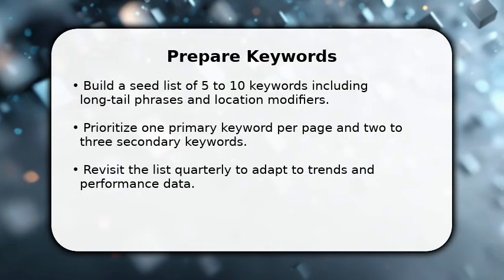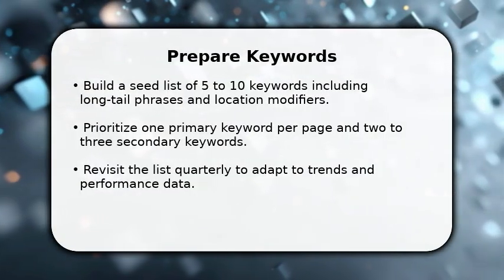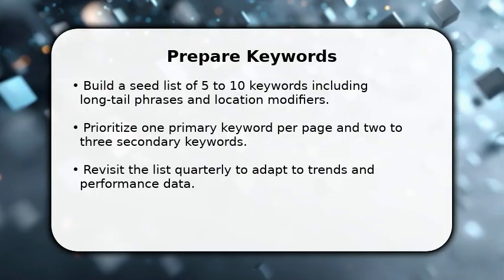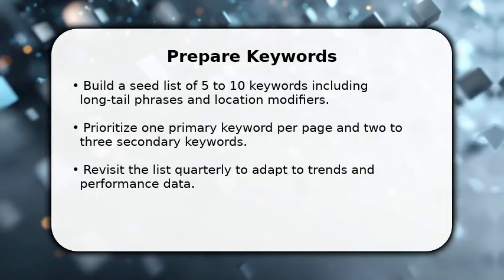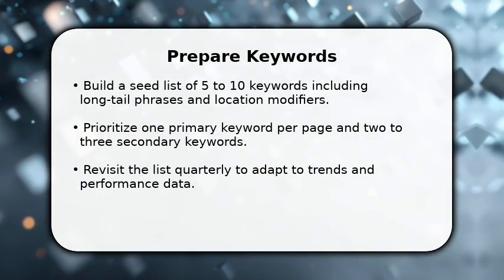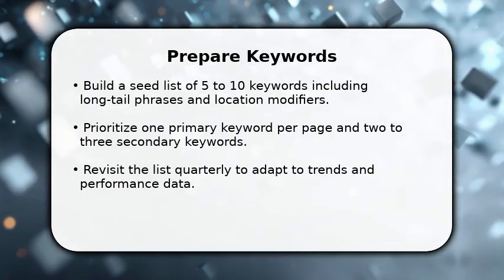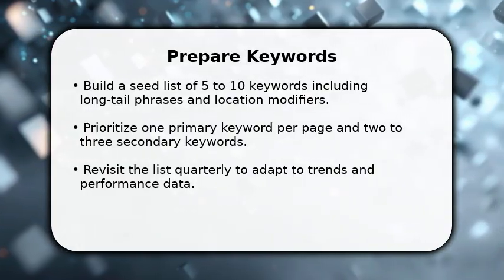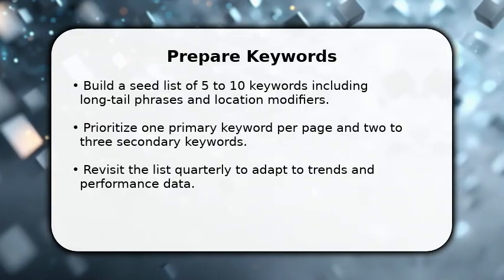Start by researching keywords using Wix's SEO tools and external keyword planners. Build a seed list of 5 to 10 keywords including long-tail phrases and location modifiers. Prioritize one primary keyword per page and 2 to 3 secondary keywords.